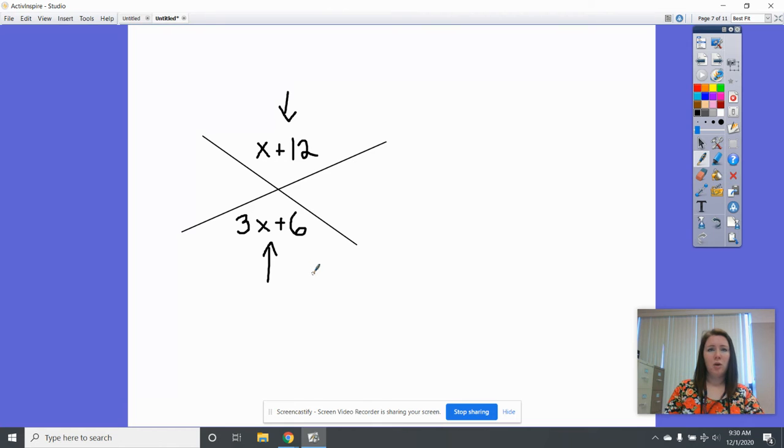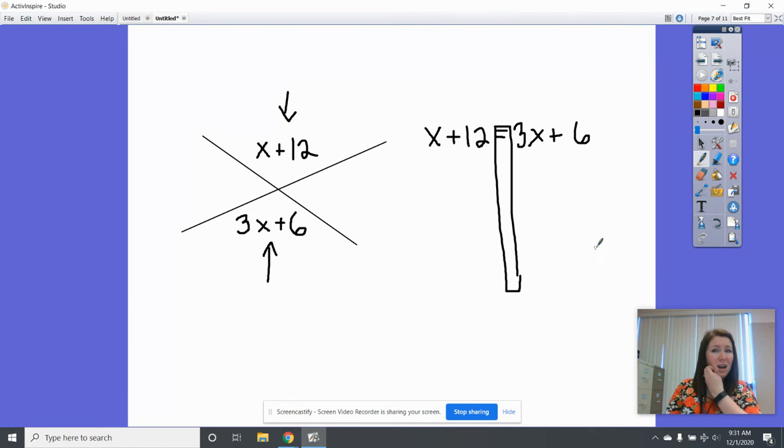The fact we know about vertical angles is that they're equal to each other. So I'm just going to set this equal to each other. x plus 12 equals 3x plus 6. Now this is just a multi-step equation we need to solve. I notice that there's an x on both sides and I don't like that. My personal preference is always to choose the smaller x and get rid of it. So this is smaller, so I'm going to subtract x on both sides. That's how I get rid of it.